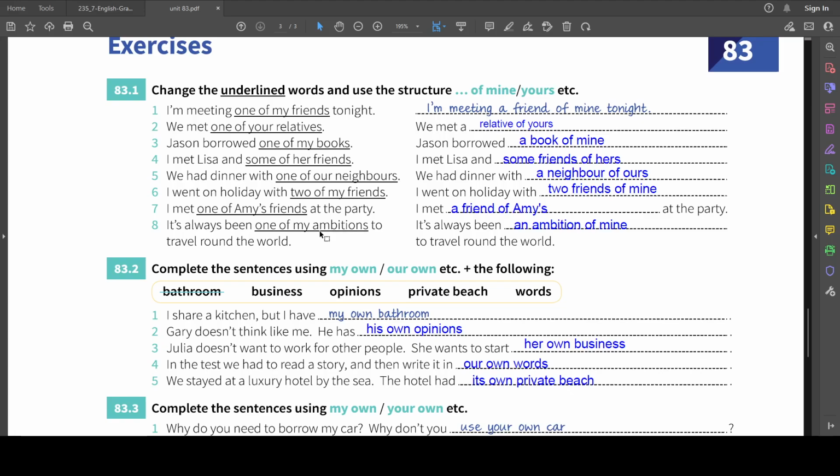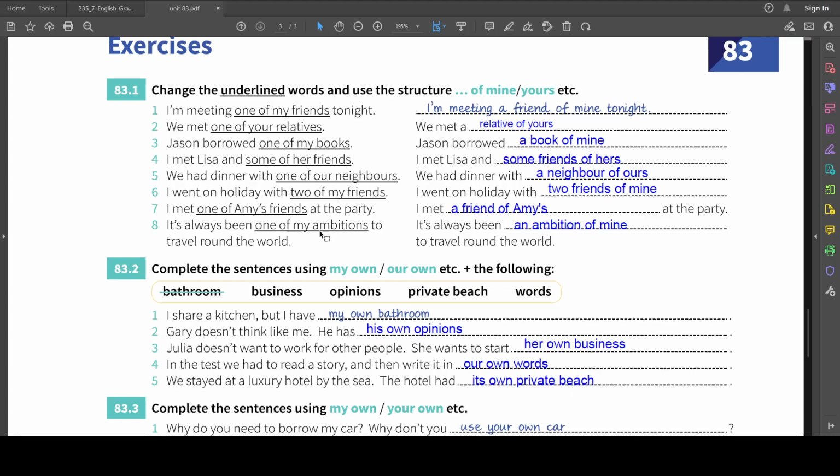Jason borrowed one of my books. Or Jason borrowed a book of mine. A book of mine. I met Lisa at some of her friends. Or I met Lisa at some friends of hers. Some friends of hers.